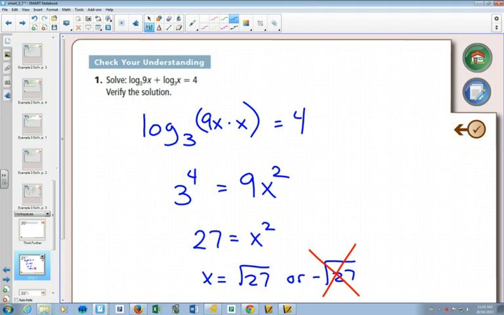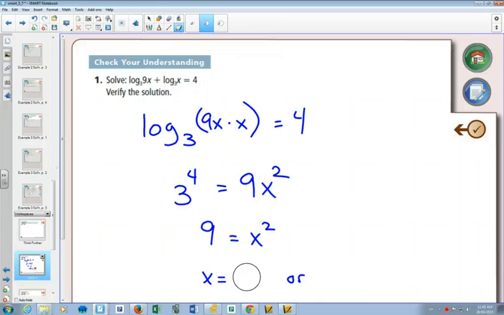Oh, I made a mistake. This is 81 divided by 9. Sorry, I did 81 divided by 3. 81 divided by 9, that should be 9, right? Makes these numbers a little bit nicer. 3 or negative 3, but this one we still have to put an x through.